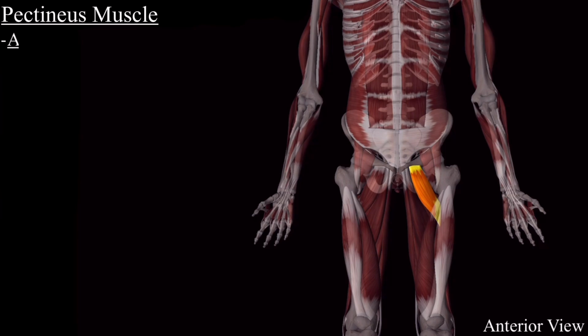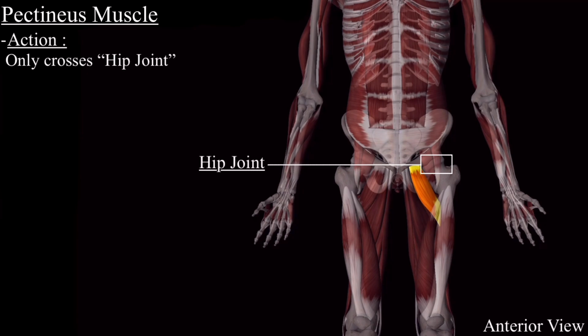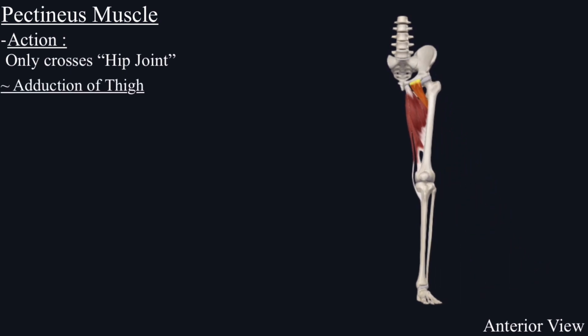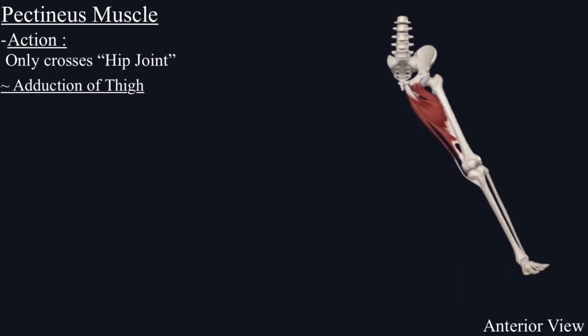Next is the action of pectineus muscle. Pectineus muscle only crosses the hip joint, and its main action on the hip joint is the adduction of the thigh. And it makes sense, since this muscle is present medial to the hip joint. So contraction of this muscle will pull the thigh in this direction.